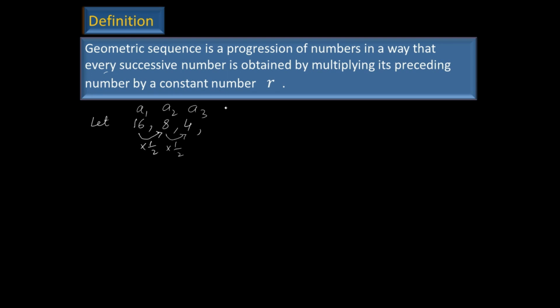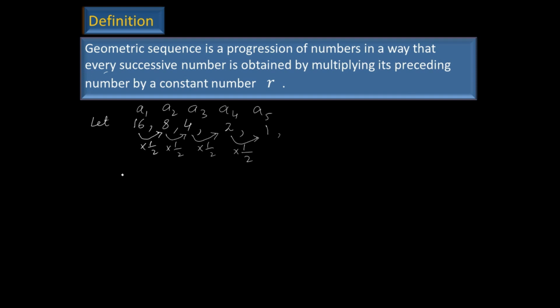So what will be the next term? The fourth term will be obtained from the third term by multiplying it with 1 by 2. So if 4 is multiplied with 1 by 2, we are getting 2, which is the fourth term. And this 2 is multiplied with 1 by 2 and we are getting the fifth term, which is 1. In a similar way, we will proceed and we will obtain the whole sequence.